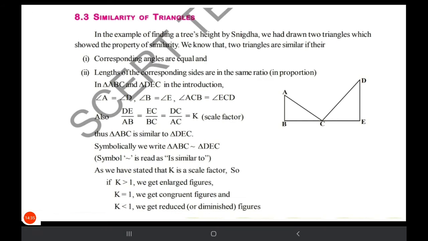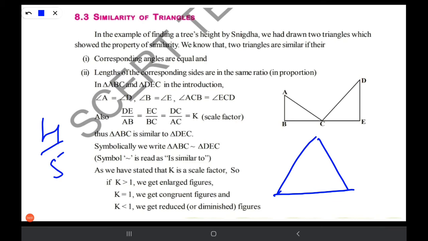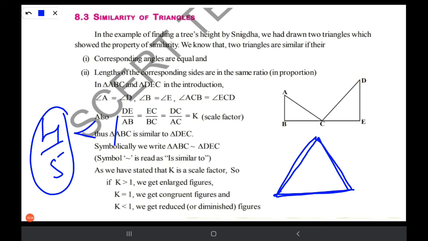Suppose I take a triangle here, and take 4 by 5 as the scale factor. This scale factor is less than 1. So if you construct a similar triangle to this triangle, it must be smaller than this triangle, because the scale factor 4 by 5 is less than 1.